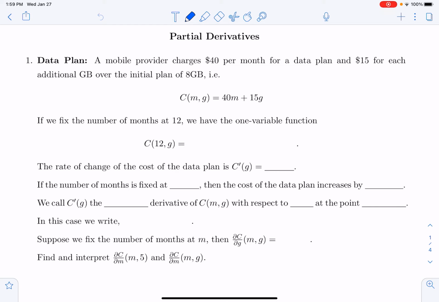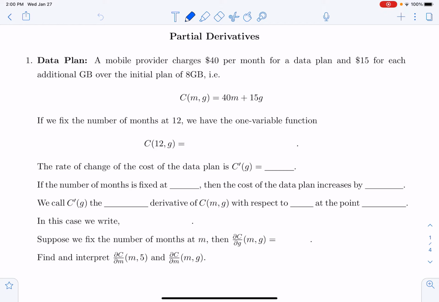Suppose that a mobile provider charges $40 a month for a data plan, and then $15 for each additional gigabyte over the initial plan of 8 gigabytes. So in other words, the cost of this plan in terms of months M and G gigabytes over the initial plan is equal to 40 times M, that's the $40 a month times the number of months, plus 15G, that's $15 for each additional gigabyte.